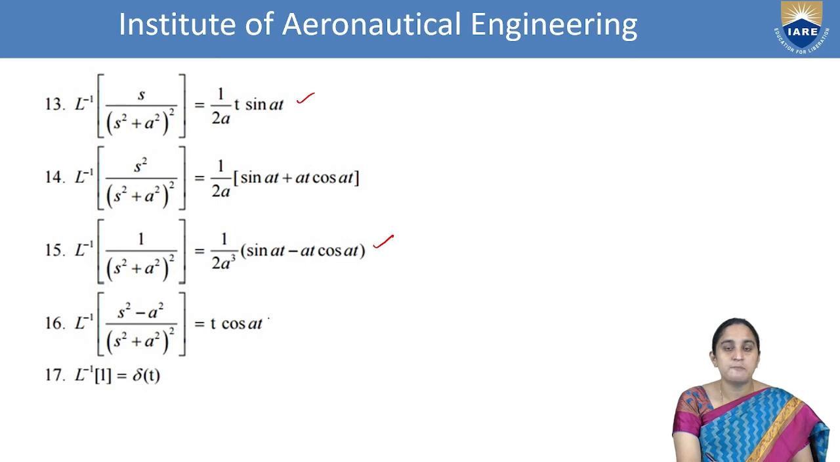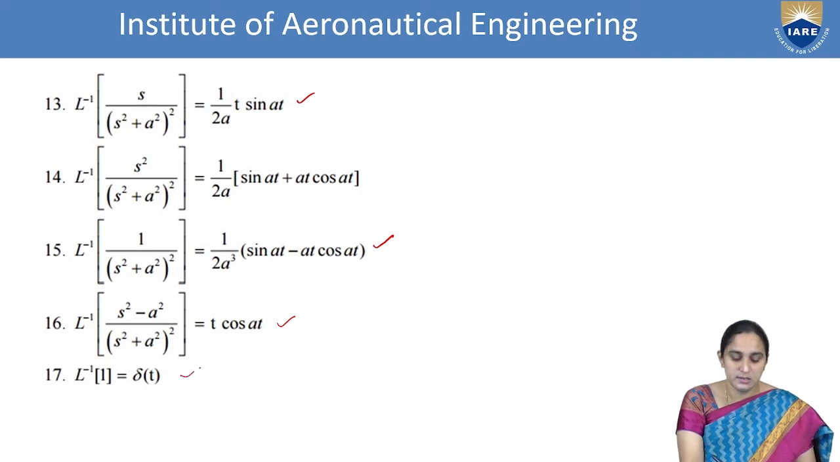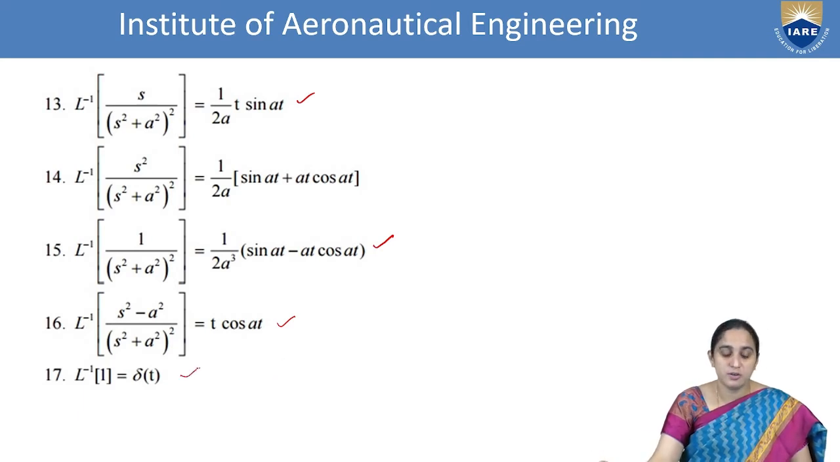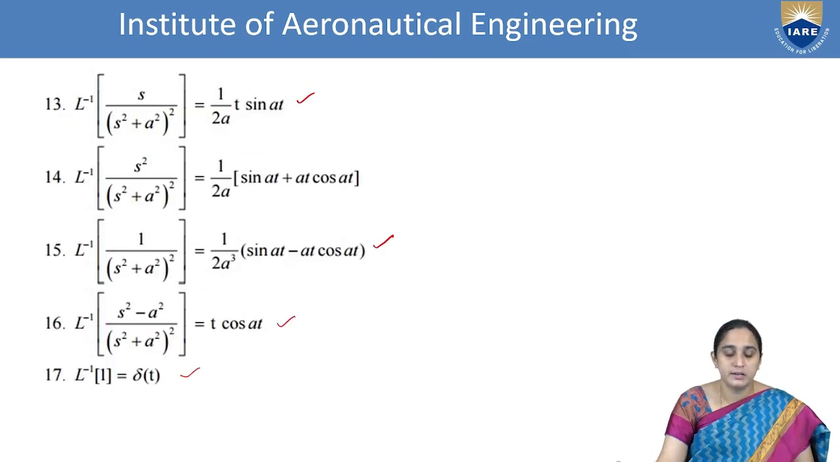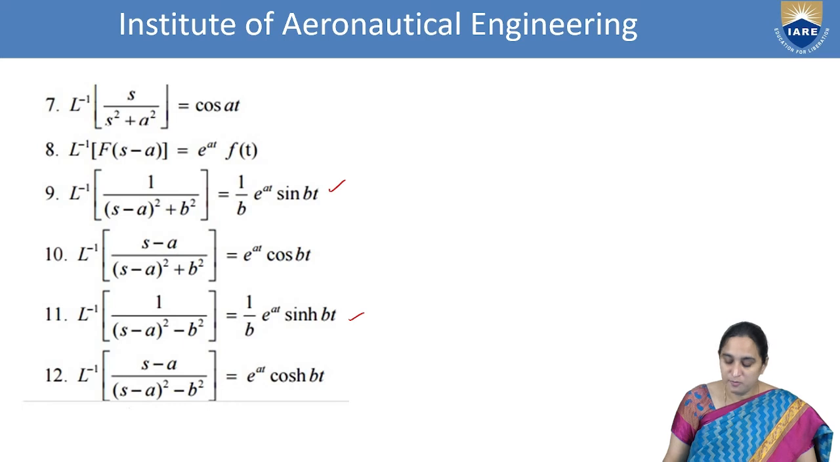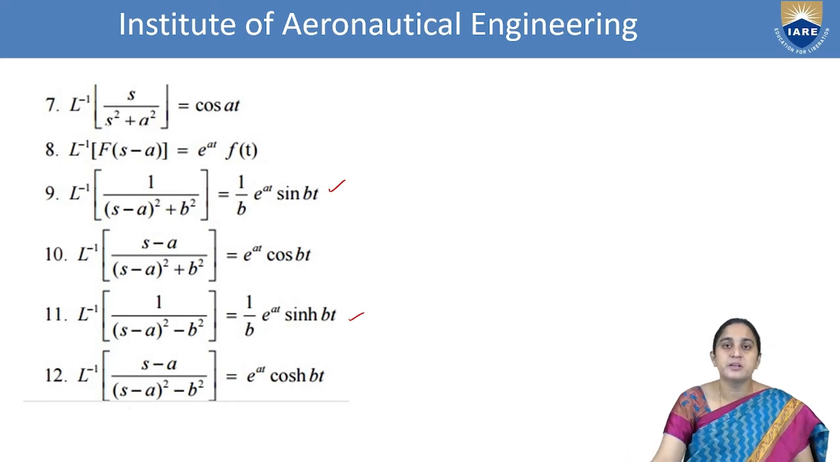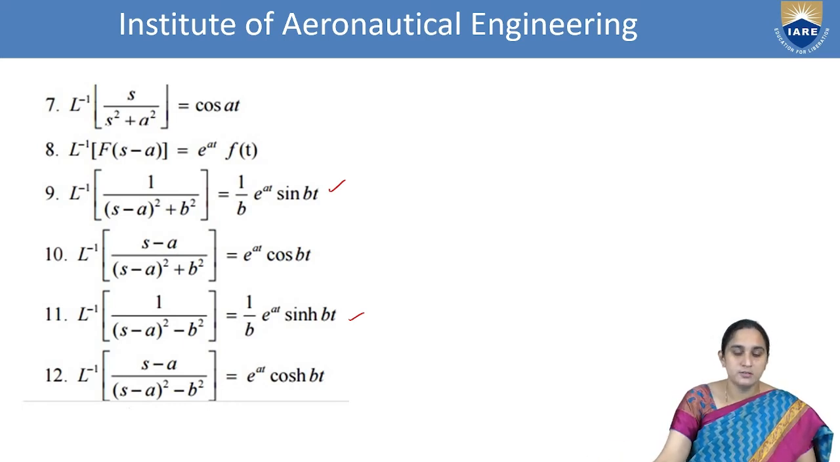And the next one, Laplace inverse of (s square minus a square) by (s square plus a square) whole square is equal to t into cos at. And the next one, Laplace inverse of 1 is equal to what? Delta t. These are the formulas. Without knowing the formulas, we can't do these questions on either Laplace transform or inverse Laplace transform.